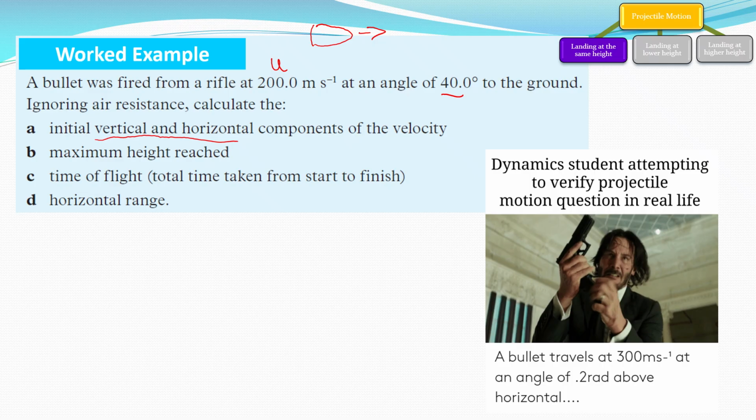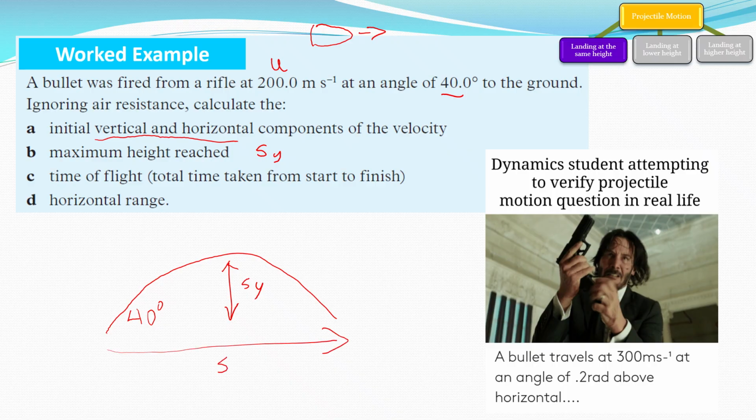The maximum height reached is Sy, my vertical component there of the displacement. That means that if I'm going off like this at 40 degrees, how high up does it get there? That's my Sy. Time of flight, always important to find the time of flight because it helps us relate X components and Y components together. And the horizontal range. So what is Sx? So obviously we need to find the time in order to go from Y components to X components. Righto, let's run through that.